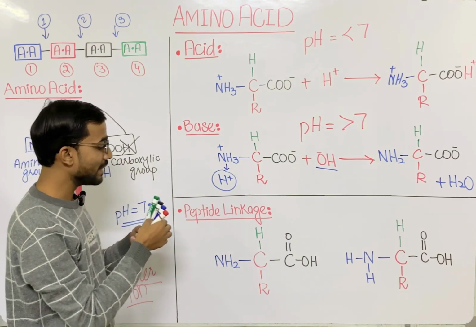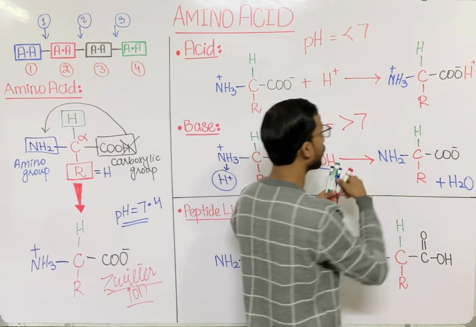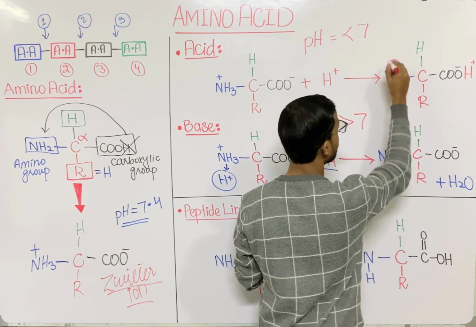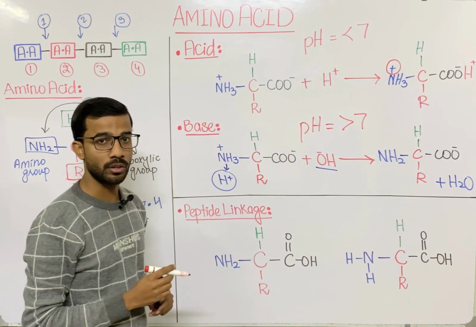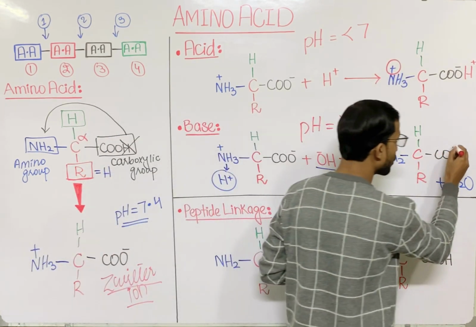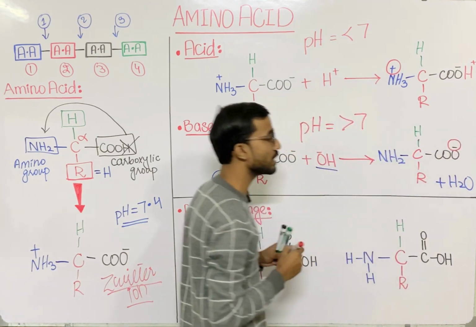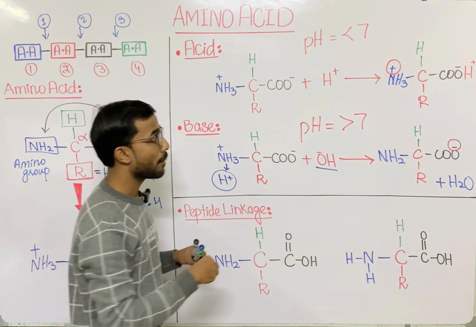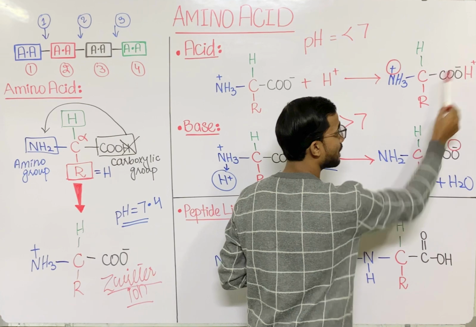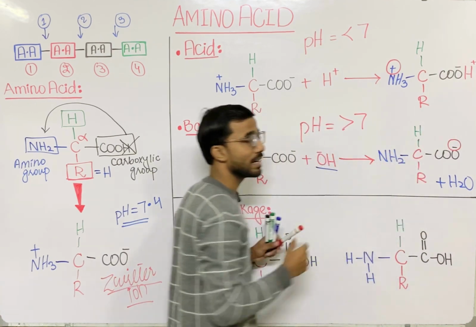So in the acidic condition you will see the presence of the positive charge on the amino group, and in the basic condition you will see the presence of the negative charge on the carboxylate group. But don't focus on this; these are basically neutral, positive and negative forms.